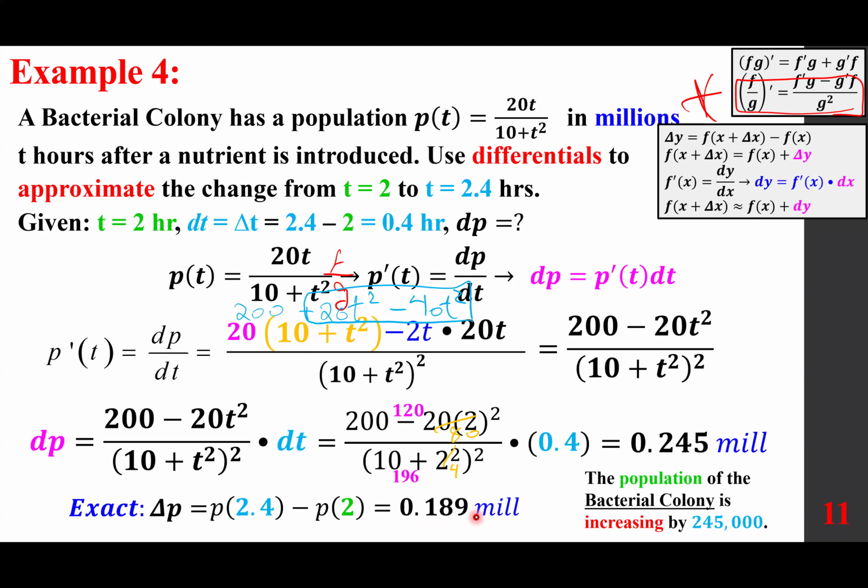So one might say 189,000 versus 245,000. That's a huge difference. Yes, here's the reason. If you look at dt or delta t, 0.4 compared to t of 2 is fairly large. If this is small compared to the choice of t, the approximation is much better.